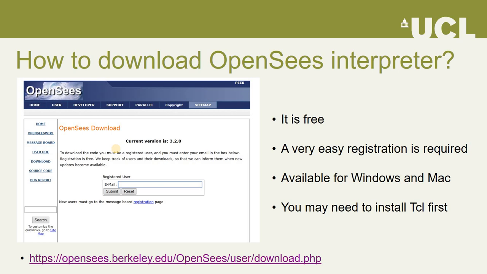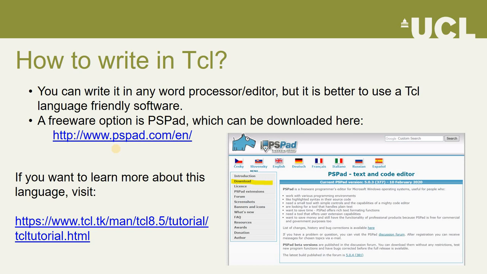Now, how do you write in TCL? Well, TCL is a programming language with its own commands. So if you want to know more about these commands, you can go to the website shown here on the screen. However, we will be practicing some of the very basic commands of this language during this tutorial and the videos later. So in this case, my recommendation is to use a word processor or editor that is compatible with programming languages, in particular with TCL. I use PSPad, however, you can use any other. There are some of them that are even better for writing code for OpenSees, so it's up to you.